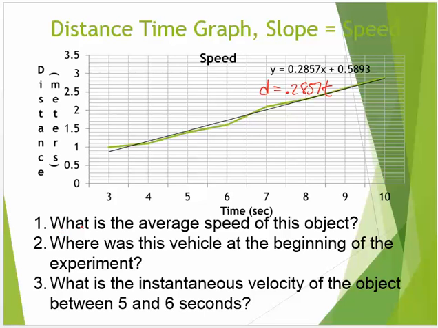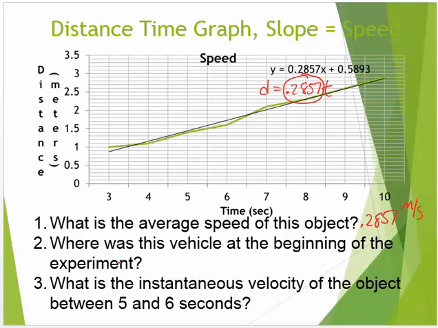So it asks us a couple questions. What is the average speed of this object? Well, that's right here. We would say that it is 0.2857, and my units here are meters per second, because we took the meters and divided it by seconds to get this average speed.